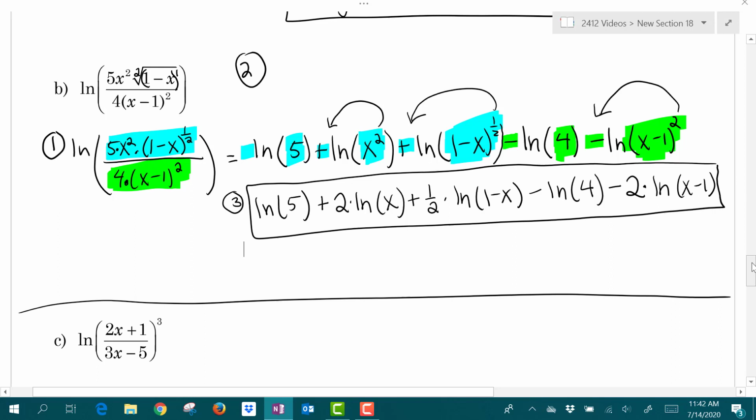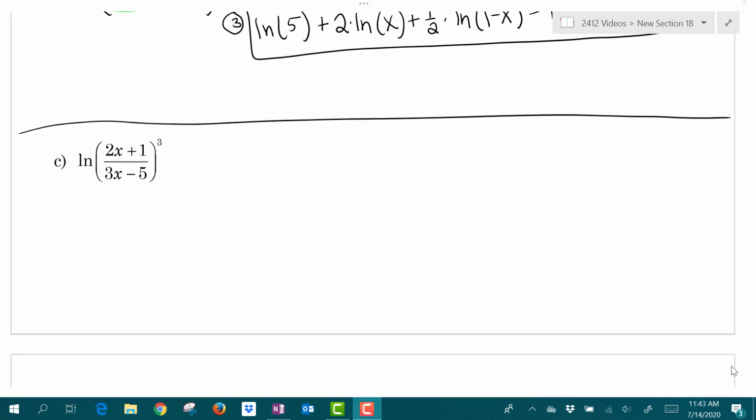Now we're going to look at example C. Example C has a couple of different ways that you can actually tackle this problem. The first thing I want to do is think about step 1. Step 1 was to convert any radicals that you see into fractional exponents, and we don't have any radicals, so we don't have to worry about step 1.